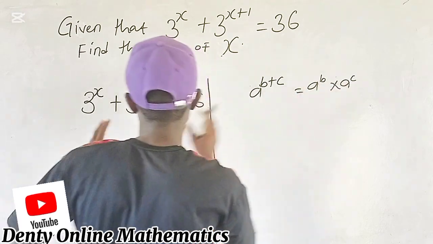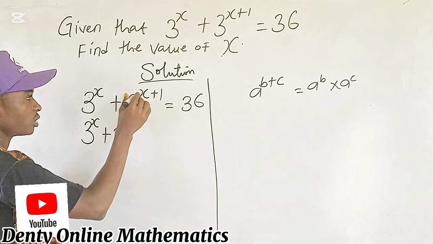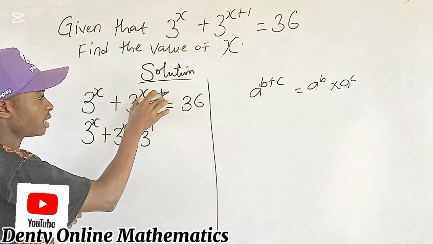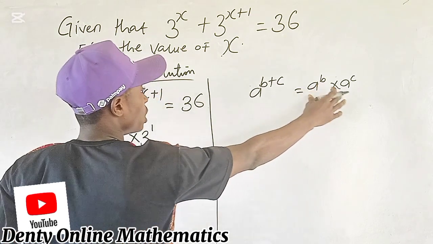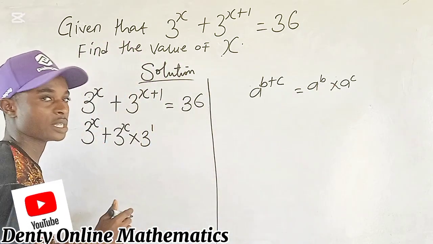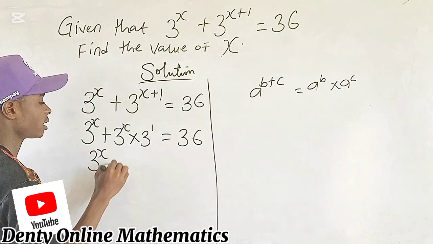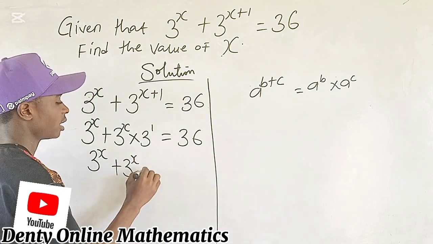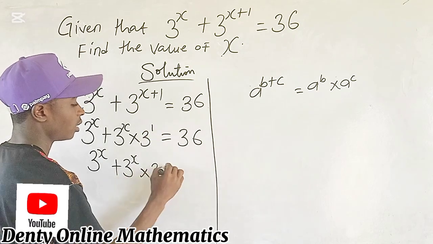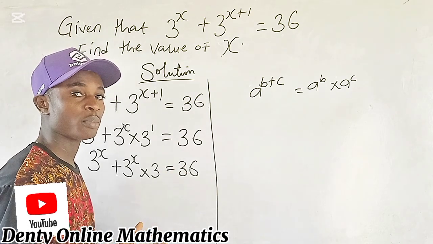So, using this to come here, we are going to have 3 raised to the power of x plus 3 raised to the power of x times 3 raised to the power of 1. Just as I said, at this point we are going to use the rule. Since we have x plus 1, we are going to spread it out by multiplying them with the same base. All of this will be equal to 36. Now, 3 raised to the power of x times 3 raised to the power of 1 is the same thing as 3. All of this equal to 36.